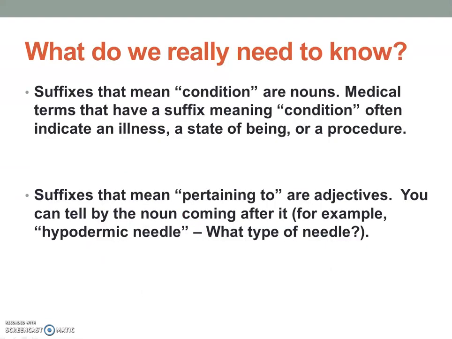So what do we really need to know? First, suffixes that mean condition are nouns. Medical terms often have a suffix meaning condition, and they indicate an illness, a state of being, or a procedure. Suffixes that mean pertaining to are adjectives. You can tell by the noun coming after it. For example, hypodermic needle. What type of needle? A hypodermic one. Unfortunately, you're going to have to memorize which suffixes mean condition and which suffixes mean pertaining to.